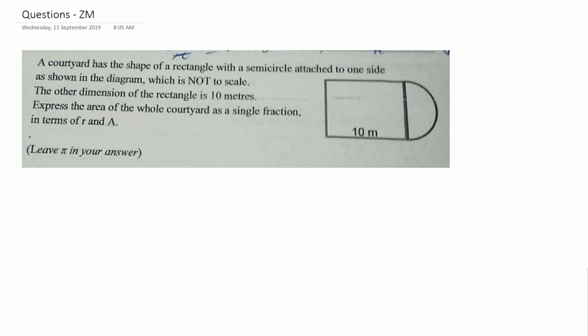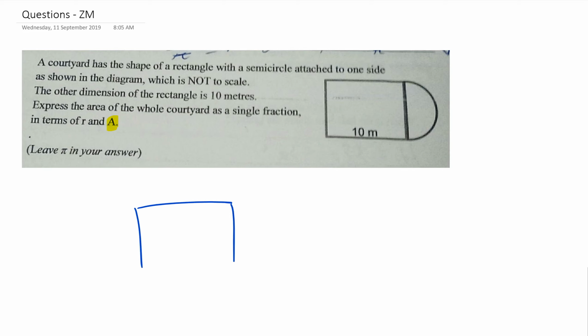So, this question here, what we have is a rectangle and a semicircle. Now what we've been asked to do is find out the area of the whole courtyard as a single fraction in terms of R and A. Now, I'm not sure where this A is going to come from. I think whoever sent me this question, I think that A shouldn't be there, but maybe I'm wrong, but let's check it out anyway.